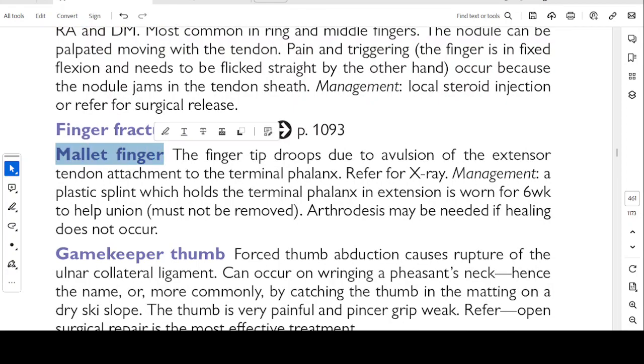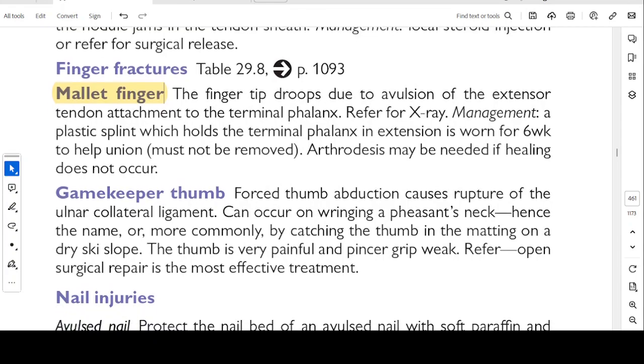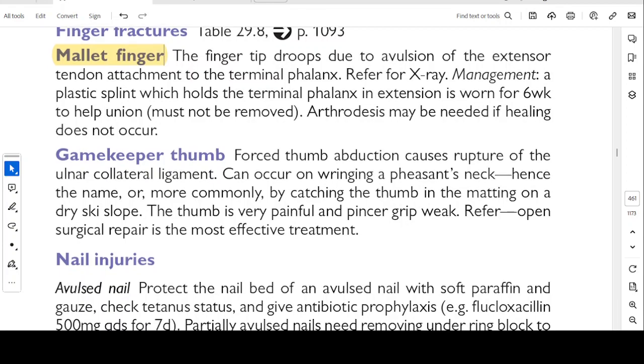Mallet finger. The fingertip droops because there is avulsion of the extensor tendon attachment to the terminal phalanx. Refer for an X-ray. Management: a plastic splint which holds the terminal phalanx in extension is worn for 6 weeks to help reunion and must not be removed. Arthrodesis may be needed if healing does not occur.